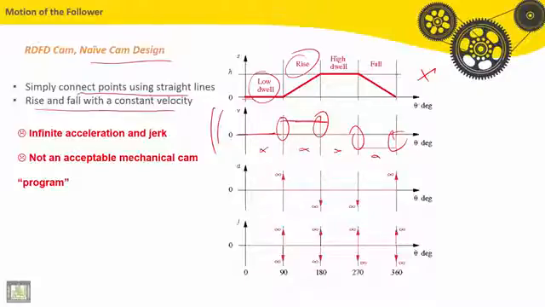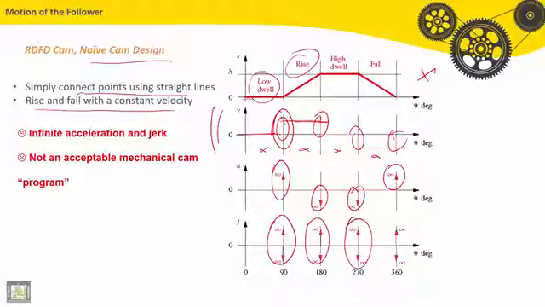So in this region, it includes infinite acceleration and also infinite jerk. So this design, with infinite acceleration and jerk here, is not acceptable. It is not acceptable as a mechanical cam program.